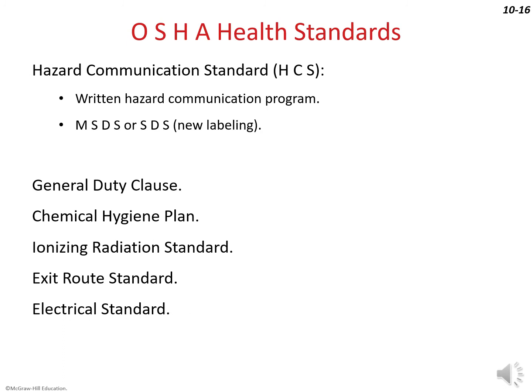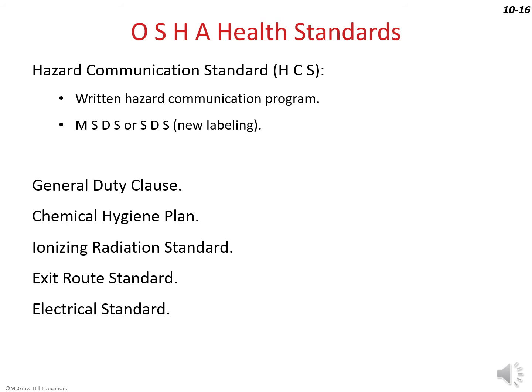OSHA health standards. You have a hazard communication standard, a written hazard communication program, and then you have the material safety data sheets that tell you about the materials that you're working with. They should be kept on file, and you should be easily able to view them to know exactly what to do with these hazards. The general duty clause basically says that you have a right to know what type of equipment you're working with, and if that equipment is hazardous to your health. It must be labeled as a hazard so you know ahead of time. The chemical hygiene plan deals with how you handle those hazards and how you protect yourself.